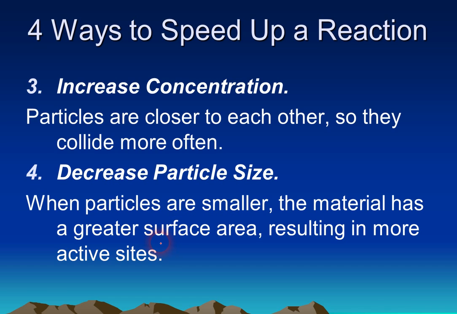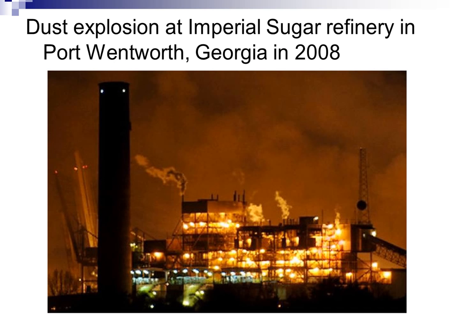And so more of the reactant is exposed. It's able to react with the other reactant. So you have what's called more active sites. So more active sites, when you decrease the particle size, have a greater surface area. Now, if you're not careful, this can cause disaster. Here's an example of this.